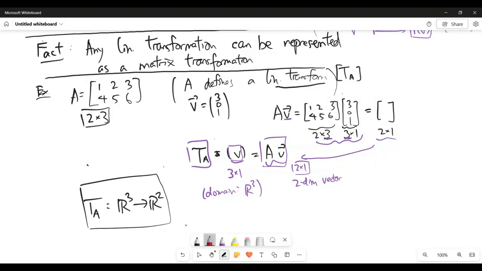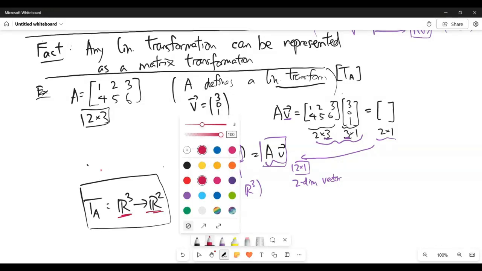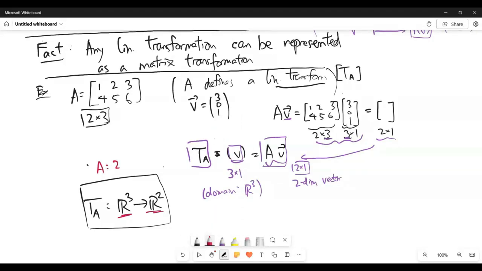The fact is that the dimensions of the domain and the codomain are defined by the size of the matrix A. Please take a look. Please think about what I mean by this. And then we'll see more examples now.